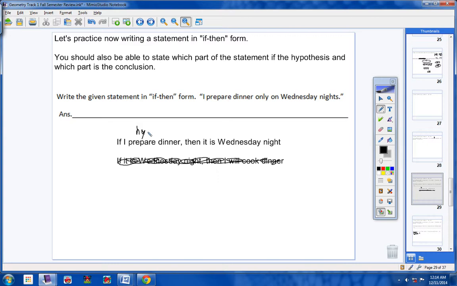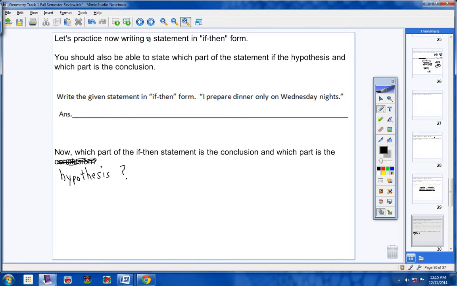Okay. So, if I prepare dinner is the hypothesis, and the part here, then it is Wednesday night, is what we call the conclusion. If this happens, then this will happen. So your if part is always your what? Hypothesis, and your then part is always your what? Conclusion. Okay? Alright, continuing on.